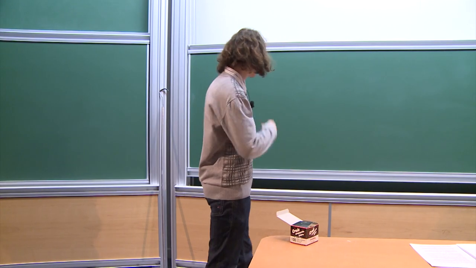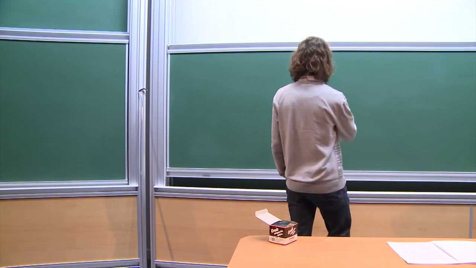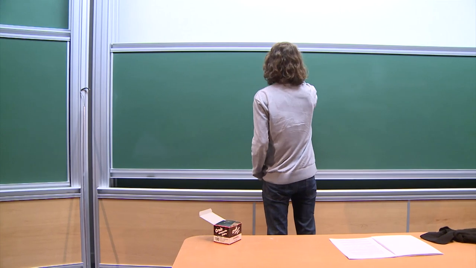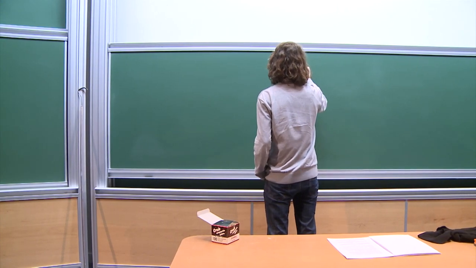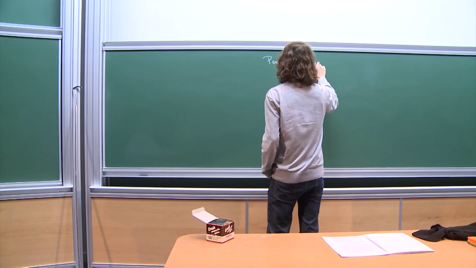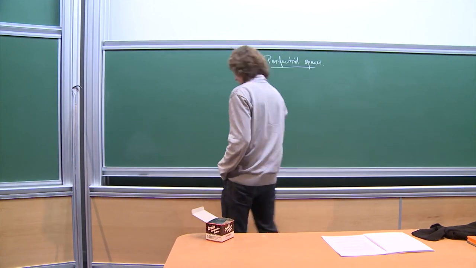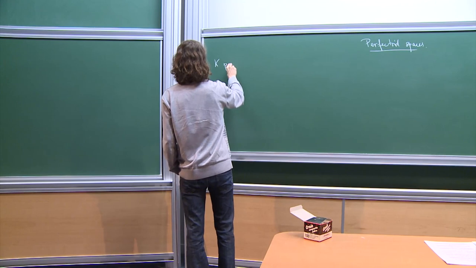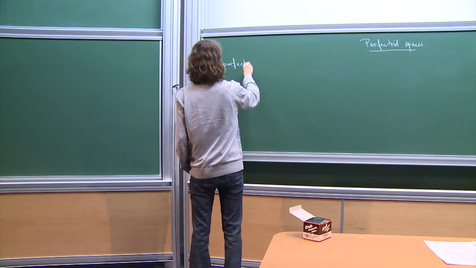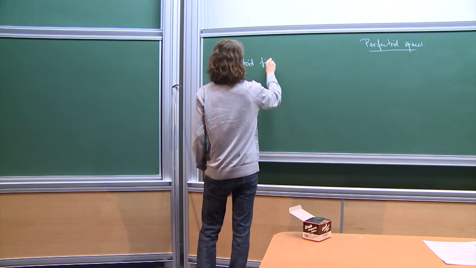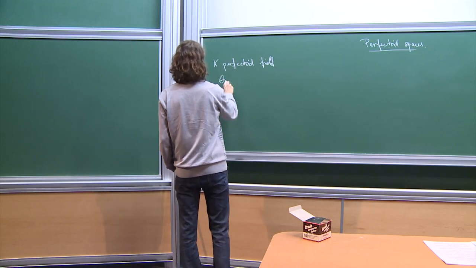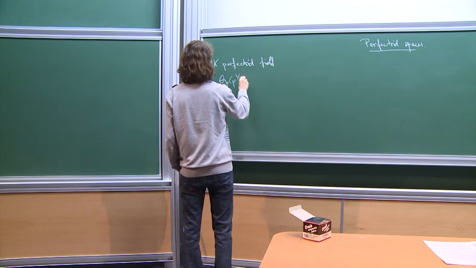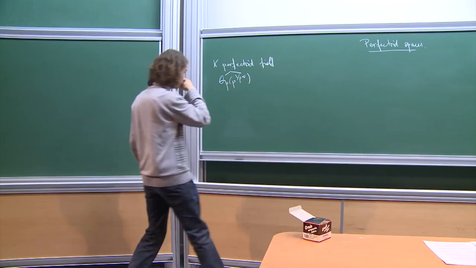Okay, so let me start. I continue talking about perfectoid spaces. And again, let me give some short reminder. So again, fix some perfectoid field, something like Q_p, adjoin all p-power roots of p to it and complete.